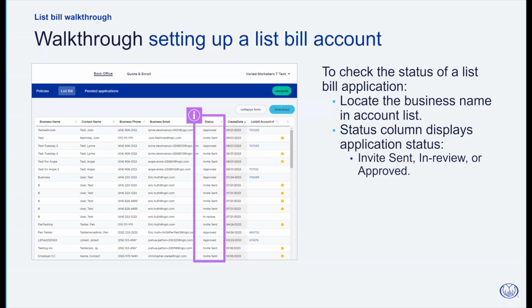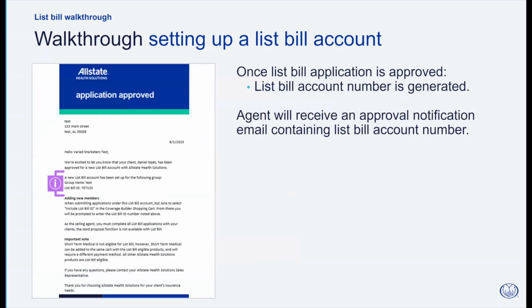If you see invite sent, they haven't really completed anything. If you see in review, they probably completed and we're reviewing it. We're in the process of verifying all the information and getting them set up. And if you see approved, that's what you want to see. That means they now have a list bill account number, and you can see that on the right side there. They will also receive an email saying, here's your group, here's your list bill ID number. That is the important piece of information for us, the agent, to be able to walk through this list bill process. So all of that needed to be done first.